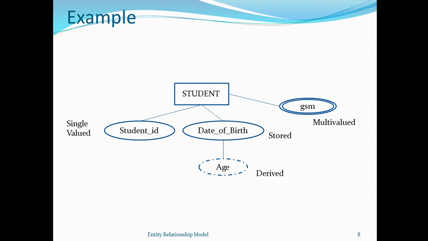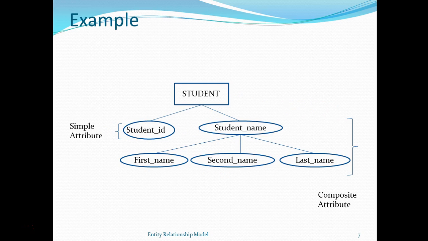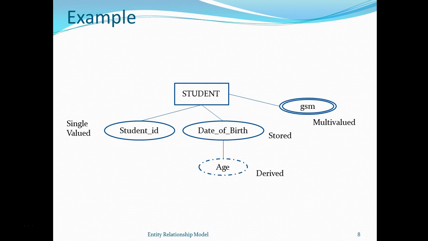This is a further extension of our same example, student. Here student ID, as I have told you, is a simple attribute and also single valued. And date of birth is a stored attribute, and it is shown deriving another attribute, that is age. So age is a derived attribute because the value of age is actually derived from the date of birth.